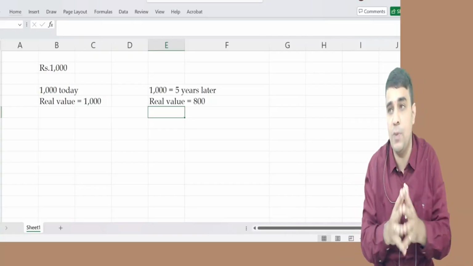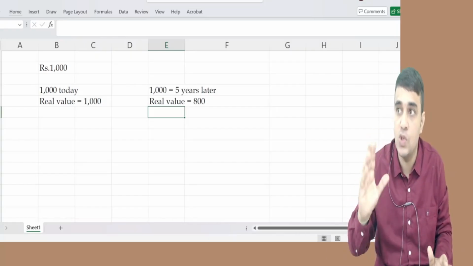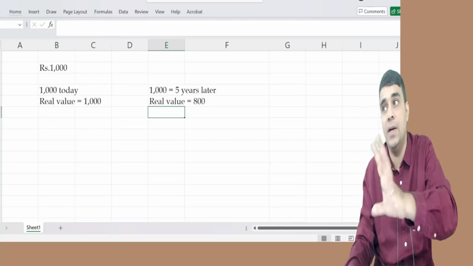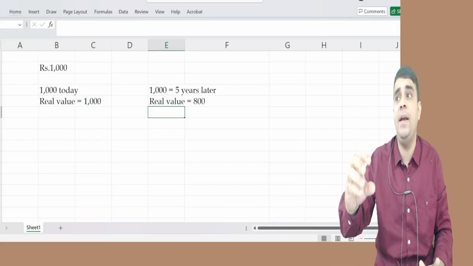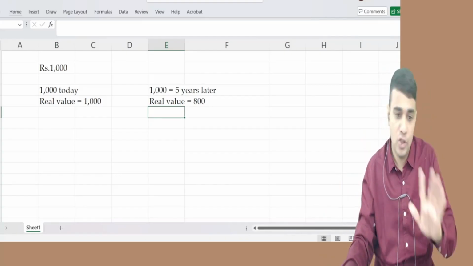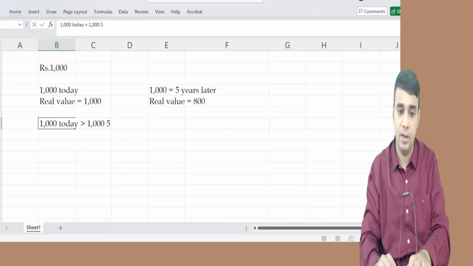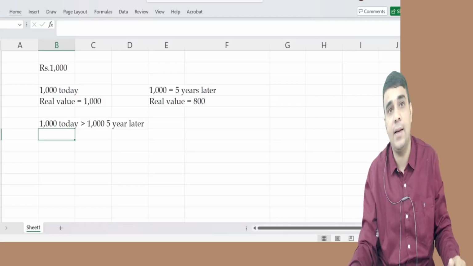So the concept is very simple. What I can do with 1000 today cannot be done with the same 1000 five years later. What I can do with 1000 today maybe can be done with 1400 five years later. So what does this now say? This says certain things. 1000 today is greater than 1000 five years later. This is my first conclusion.